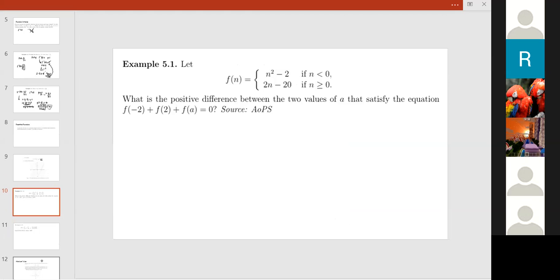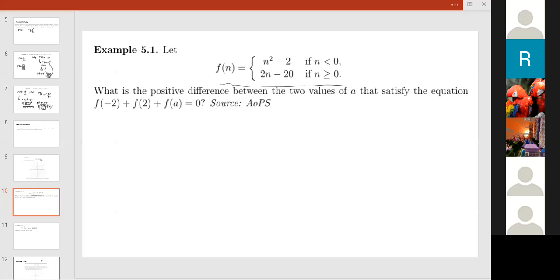So moving on to the next slide. So we have this example. So we have this piecewise function, which takes on the value n squared minus 2 for n less than 0, and 2n minus 20 for n greater than or equal to 0. So we want to find the positive difference between the two values of a that satisfy f of negative 2 plus f of 2 plus f of a is equal to 0.